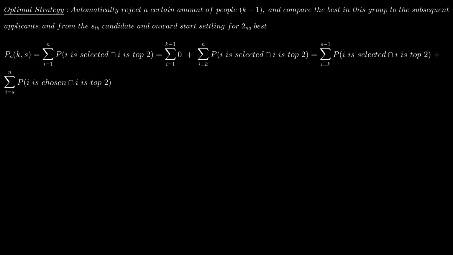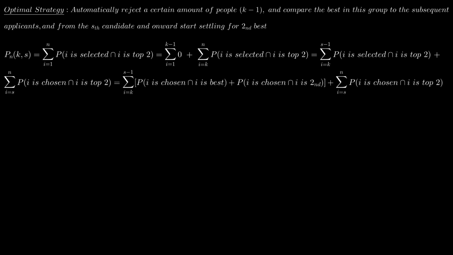So now we have Pn of k and s equals the sum from k to s minus 1 of the probability that i is selected and i is the best, plus the probability that i is selected and i is second, plus the sum from s to n of the probability that i is selected and i is top 2.